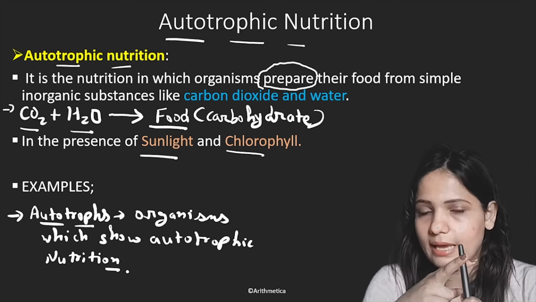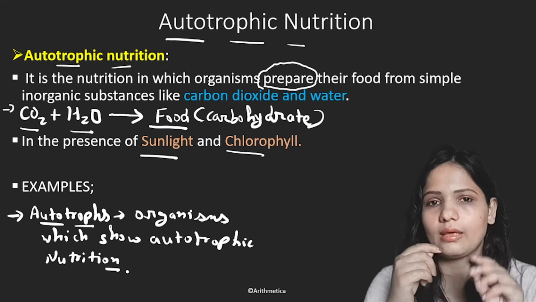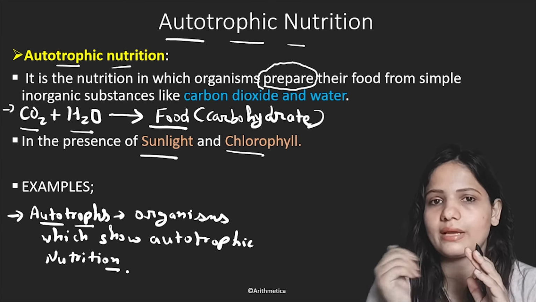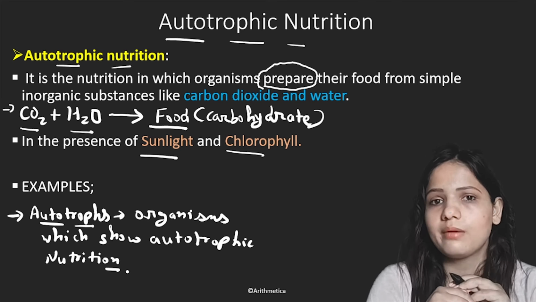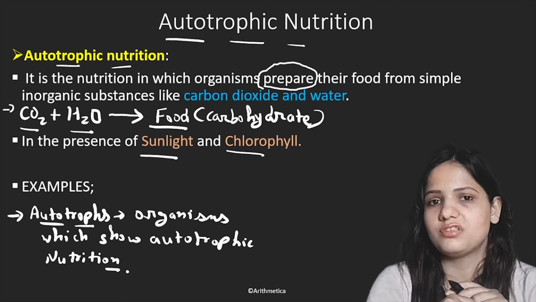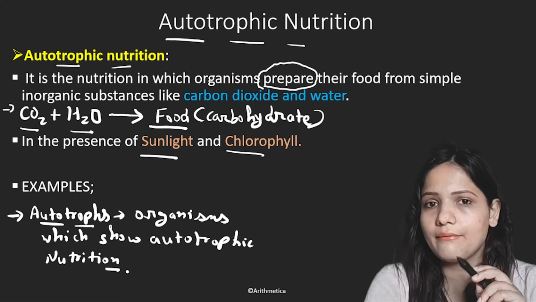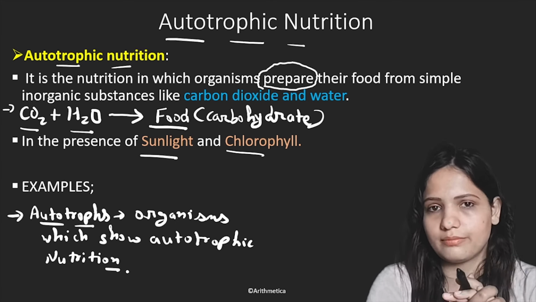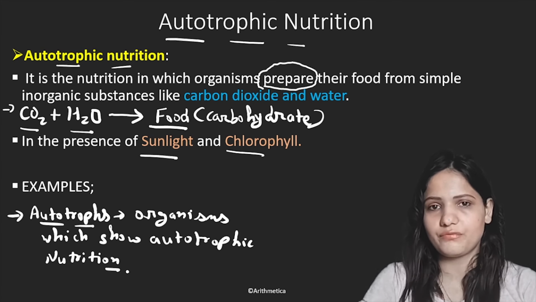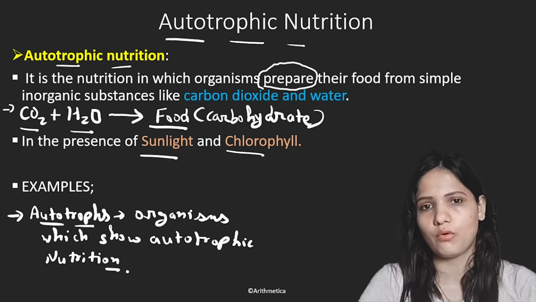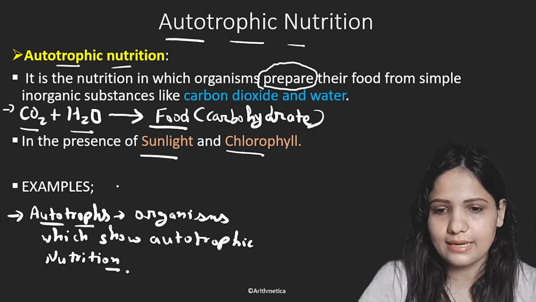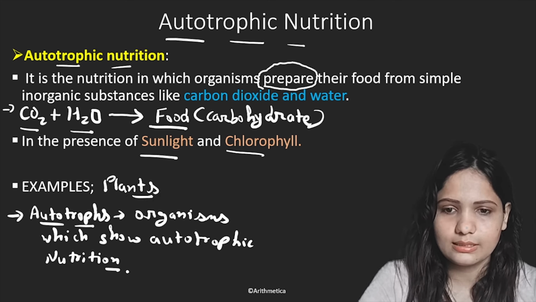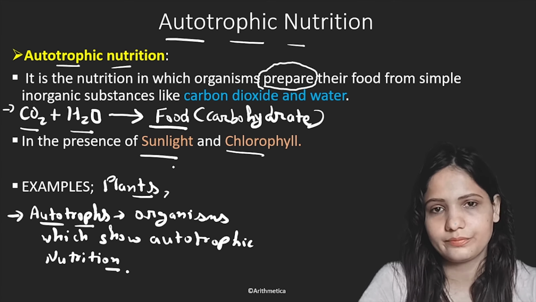They have access to sunlight and they have the ability to perform the synthesis of food from inorganic substances, CO2 and H2O. So plants are the best example of autotrophic nutrition. Whenever you answer this question, you have to include plants in your example. Plants perform autotrophic nutrition. Plants have the autotrophic mode of nutrition. So we can write here: plants are the example of autotrophic nutrition.